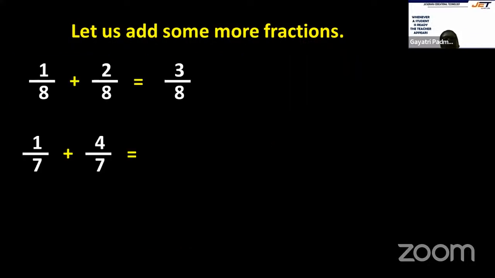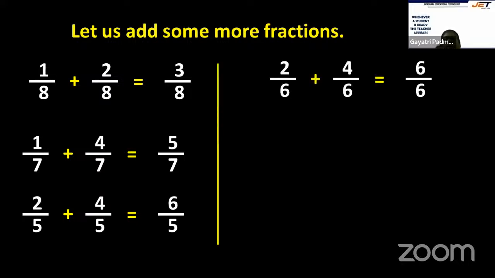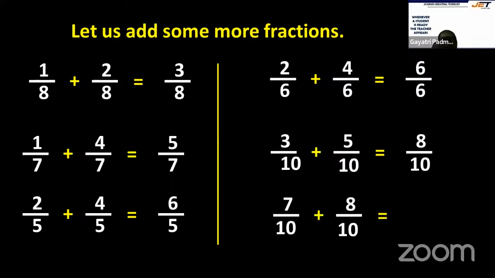So let us add some more fractions. 1 by 8 plus 2 by 8 is equal to 3 by 8. 1 by 7 plus 4 by 7 is equal to 5 by 7. Similarly, 2 by 5 plus 4 by 5 is 6 by 5. Right? And a few more. 2 by 6 plus 4 by 6 is 6 by 6. 3 by 10 plus 5 by 10 is 3 plus 5 is 8, 8 by 10. Next, 7 by 10 plus 8 by 10 is nothing but 15 by 10.